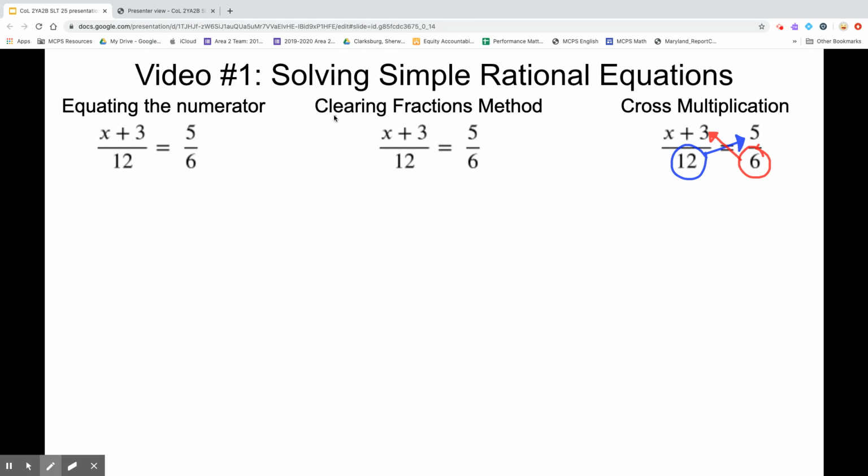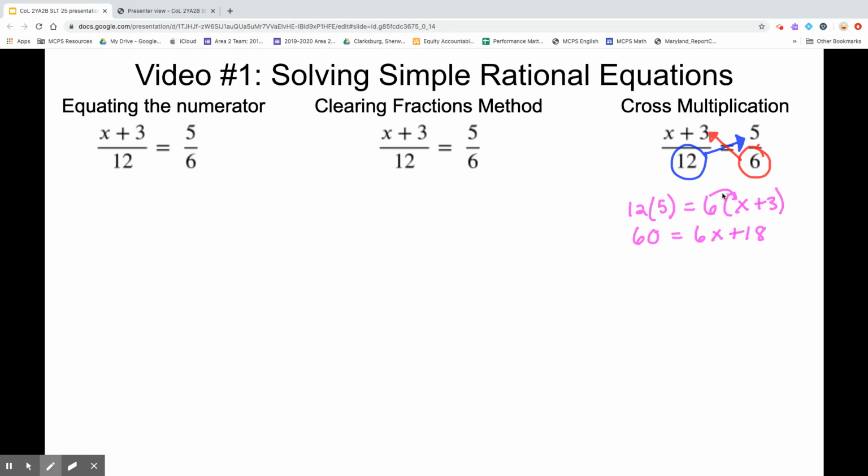This is really the method of clearing fractions, but you're doing it in one step because there is only one fraction on the left side and one fraction on the right side. So what does this give me? This gives me 12 times 5 equals 6 times x plus 3. Use the entire numerator. On the left I have 60 and on the right I have 6x plus 18.